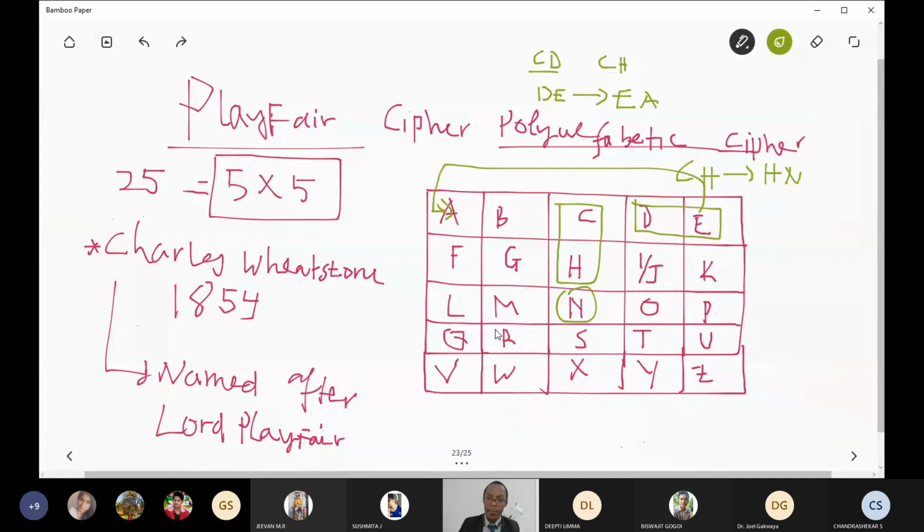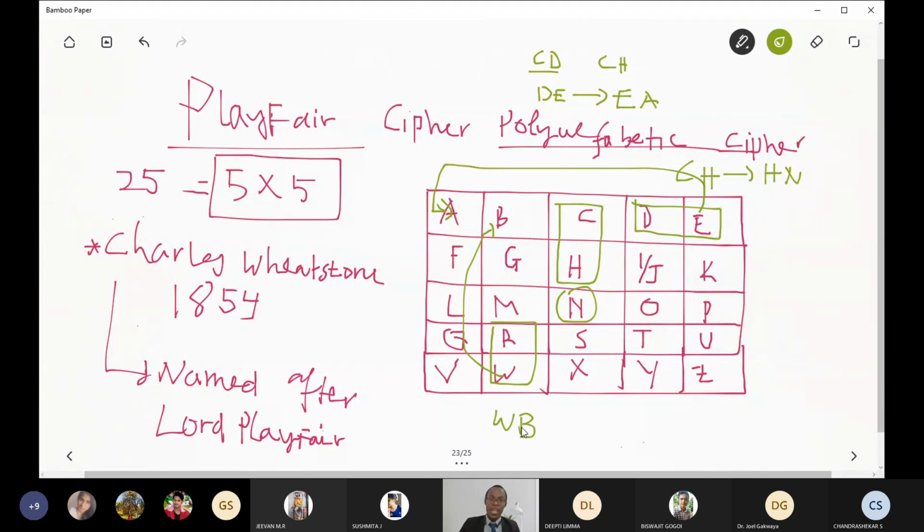If they are in the same column like this, what happens? Now it is going to take this. It's going to be W and B. Same column. All right.